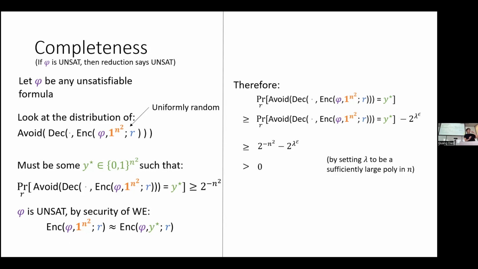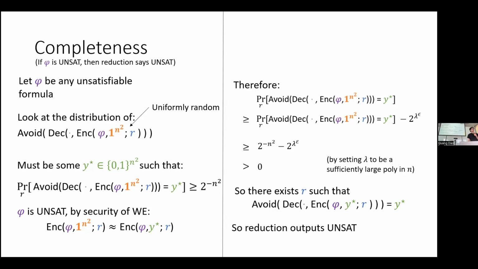So there must be a string y star such that after you encrypt it and put the decryption circuit inside the avoid algorithm, it will give back the string you encrypted with positive probability. This is what I mean by there must exist a random string such that, if you give it, it will print out the message you originally wanted to encrypt. So the reduction will say unsat. Does it make sense?